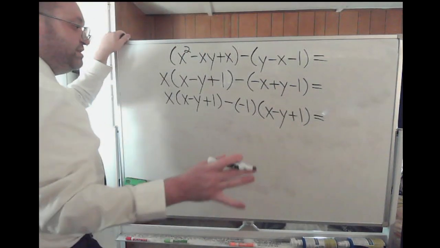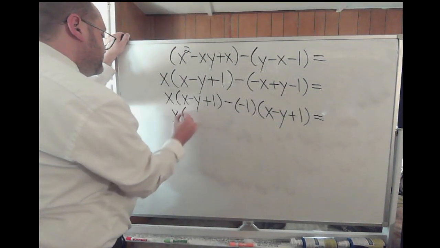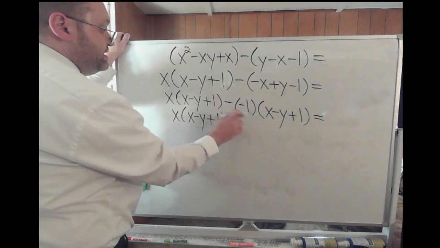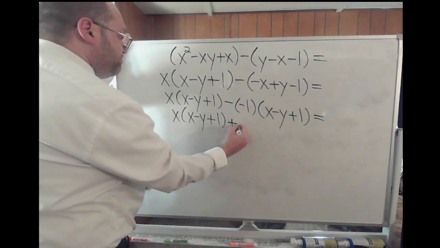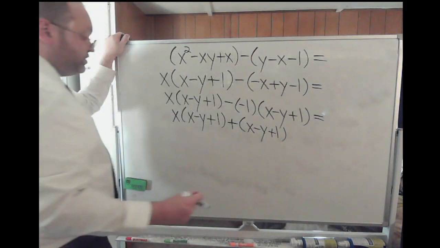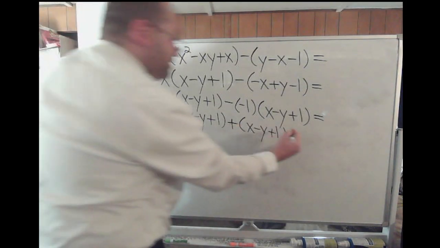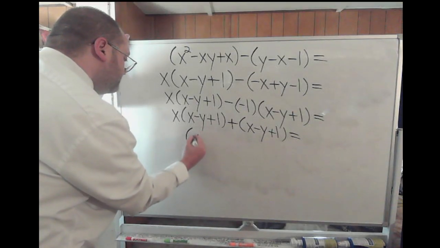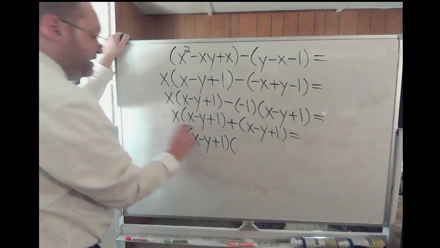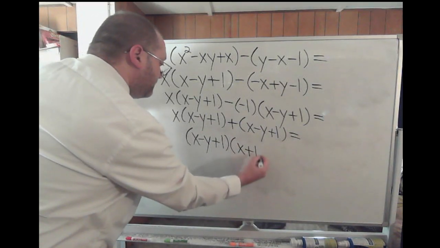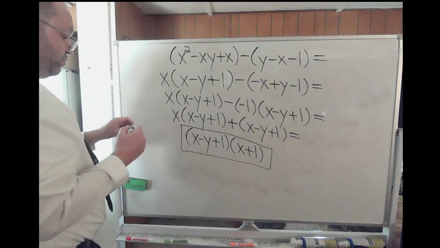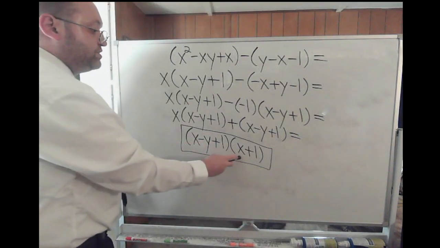But let's simplify this a bit before we factor. You'll still have x times the quantity of x minus y plus 1. Now, negative 1 times negative 1, that's positive 1. You would just simply get plus the quantity of x minus y plus 1. Now, both terms have a common x minus y plus 1. We will go ahead and factor that out. So x minus y plus 1, take that quantity times, you'll just have x plus 1 left over. And neither of these factor any further, so for this problem you would get the quantity of x minus y plus 1 times the quantity of x plus 1.